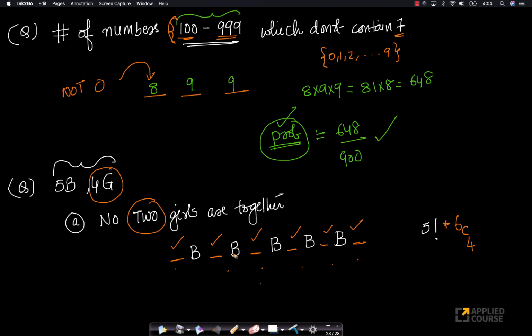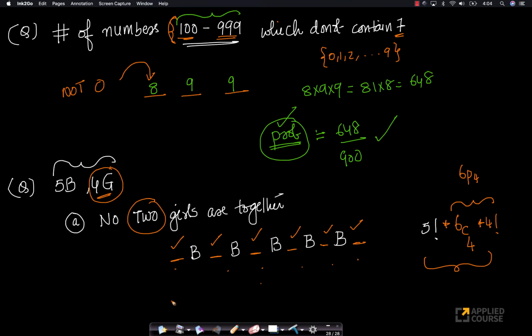Amongst these 6 locations, I have to choose 4 locations. And in those 4 locations, I have to place the 4 girls. In how many ways can I place the 4 girls? I can place them in 4 factorial ways. Again, if you notice, this 6C4 into 4 factorial is nothing but 6P4. Look at how I've broken this problem into multiple subparts and started tackling them.